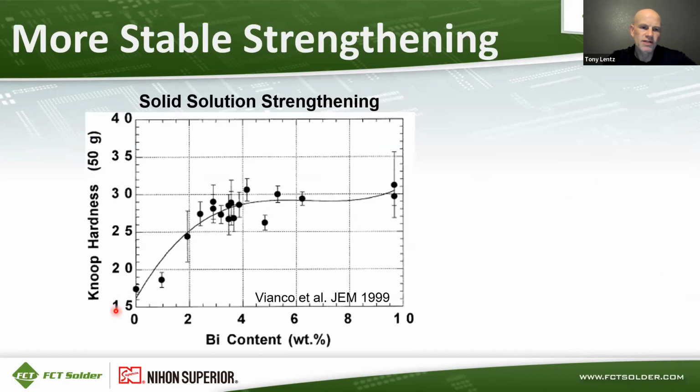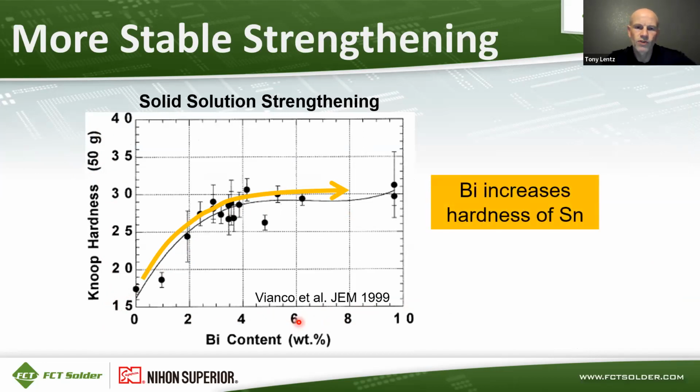Here's Knoop hardness on the y-axis against bismuth concentration dissolved in tin. And you can see that the hardness increases as we go to higher bismuth content, which is a good thing. That can help improve the strength of the solder joints.